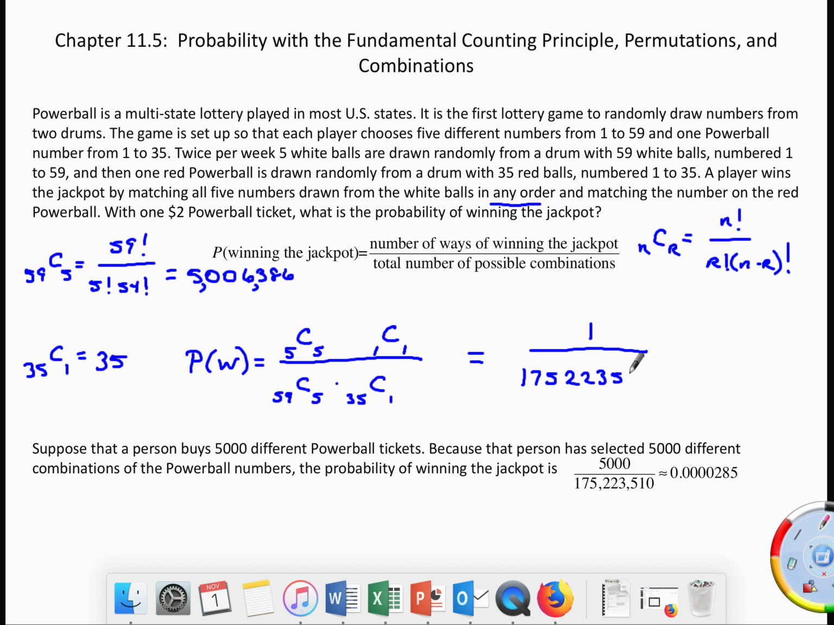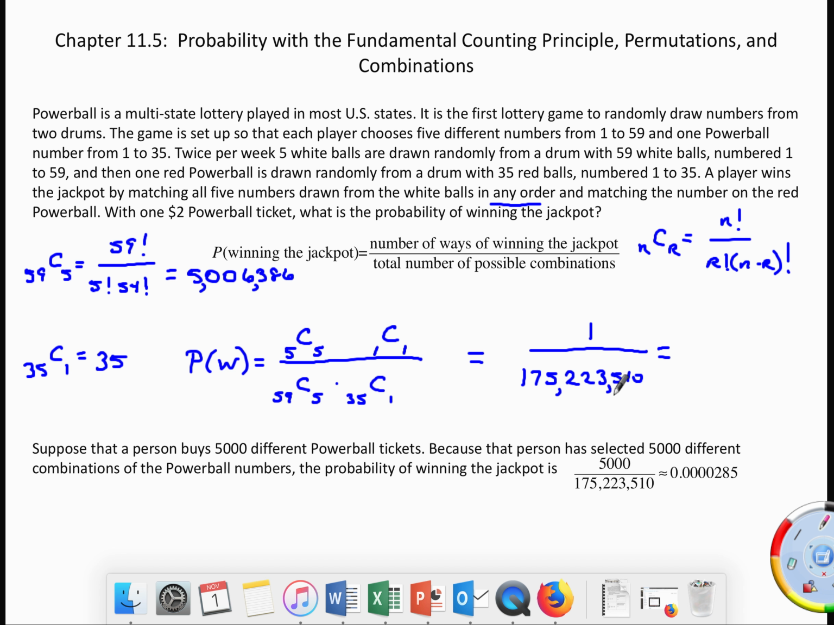223,510. 175,223,510. Now, there's my fraction. If I just want to get an idea of what that number looks like, let me do the division.